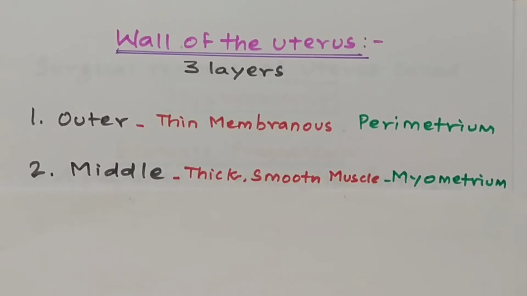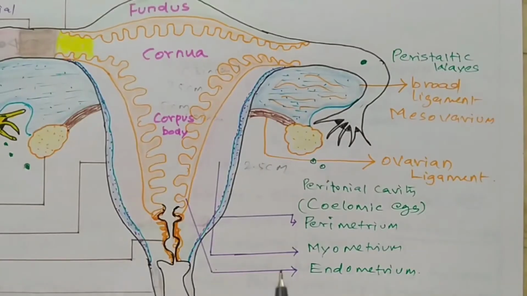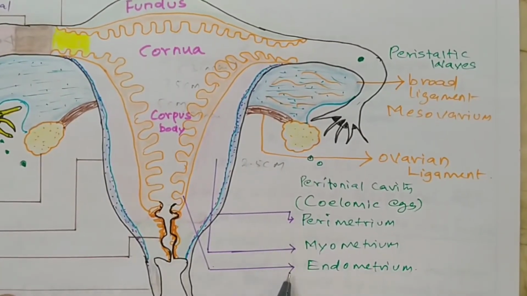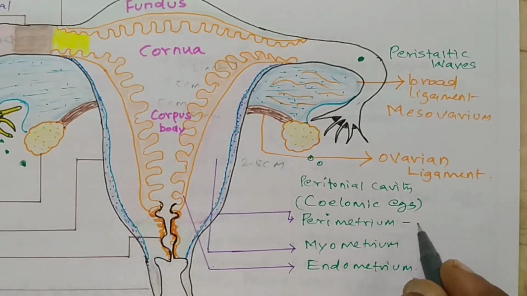The myometrium is only responsible for strong contraction at the time of delivery of the baby. The third one, the innermost glandular layer, is called the endometrium, which is responsible for formation of the placenta as well as implantation. So you mentioned there are 3 layers in the wall of the uterus: perimetrium, myometrium, endometrium. The main function of the perimetrium is just to protect the inner part of the uterus. So the function of the perimetrium is protection.